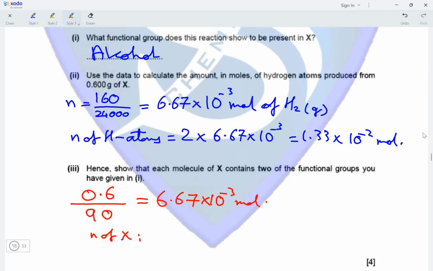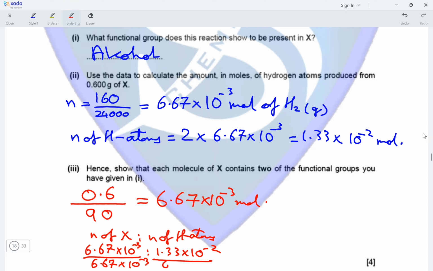So now we have moles of X present, and the molar ratio of moles of X to moles of hydrogen atoms would be 6.67 into 10 to the power of minus 3 is to 1.33 into 10 to the power of minus 2. So in order to find out the ratio of hydrogen atoms present, we would have moles of X and moles of hydrogen atoms each divided by the lower value, which is 6.67 into 10 to the power of minus 3.